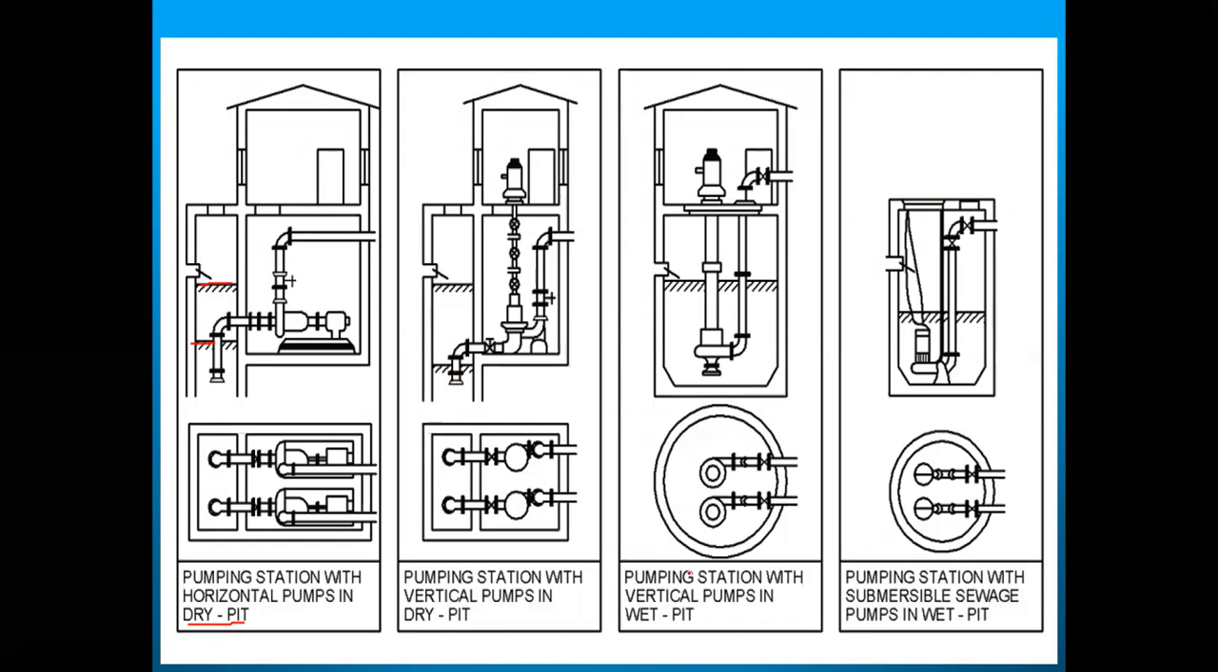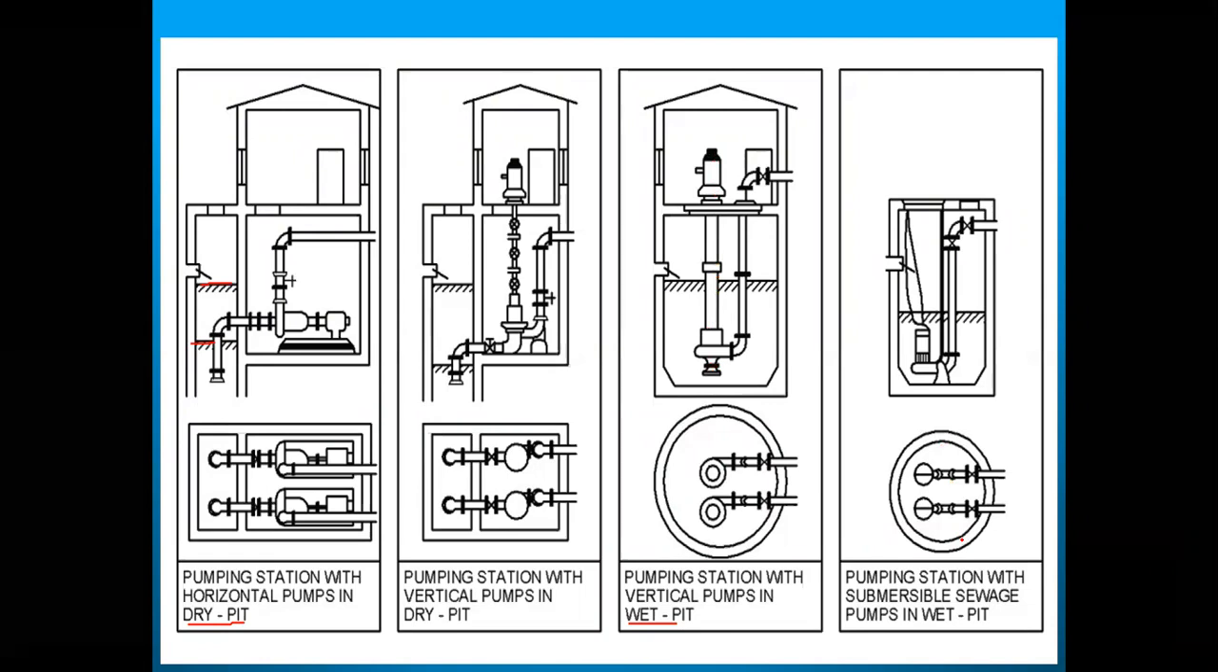Now see the pumping station with vertical pumps in a wet pit. This is the front view and the top view. In the wet pit you have a vertical pump, a vertically arranged pump. Wet pit means you have water in it. Wet and dry: dry means you don't have anything. Dry area, wet area. See the positions here. The pump is placed on the top. You have the pumping system in this way.